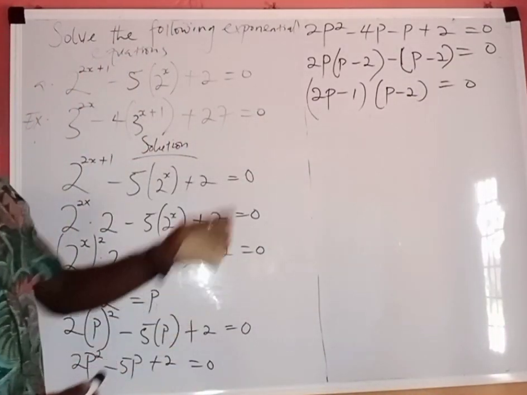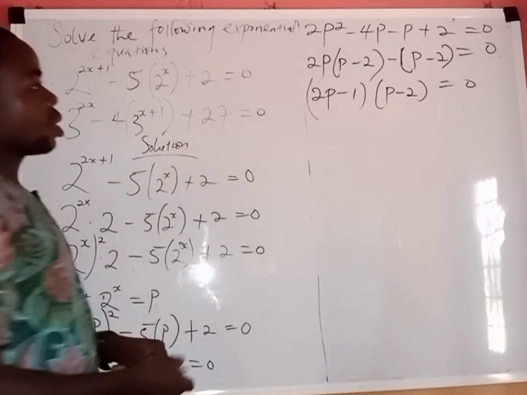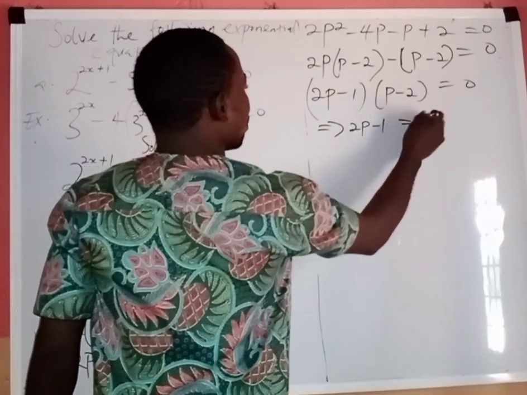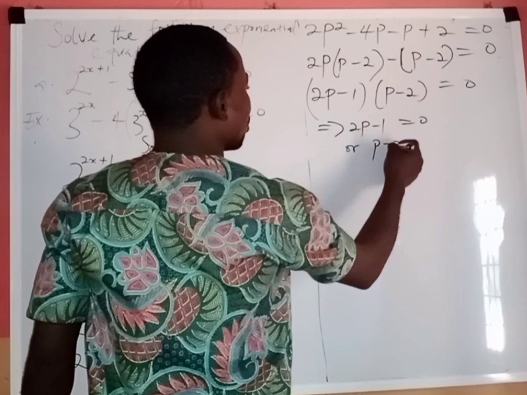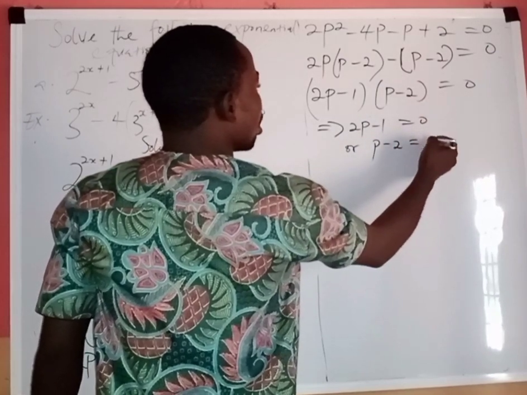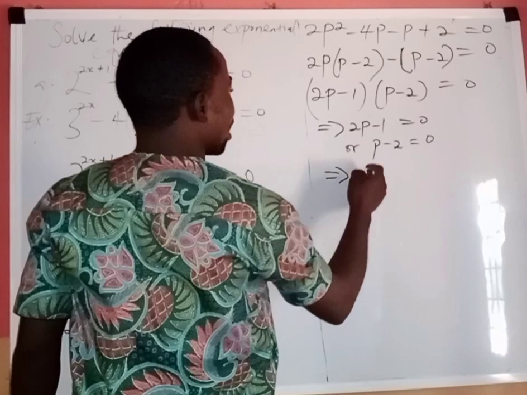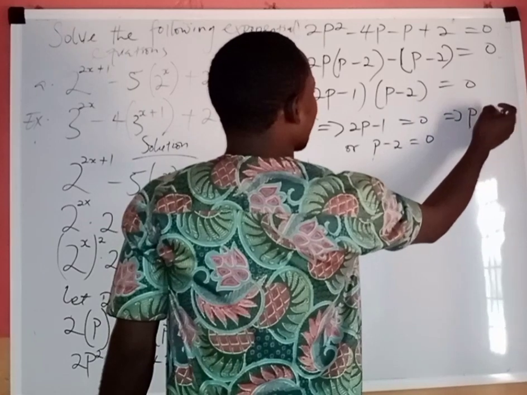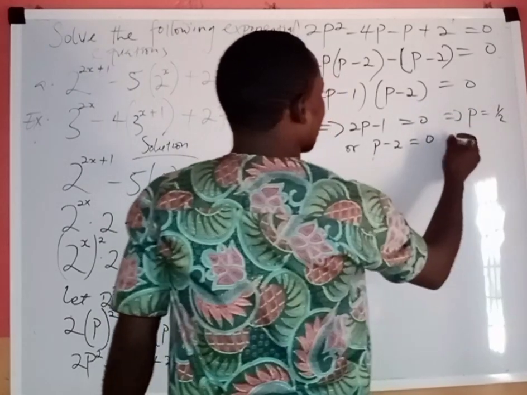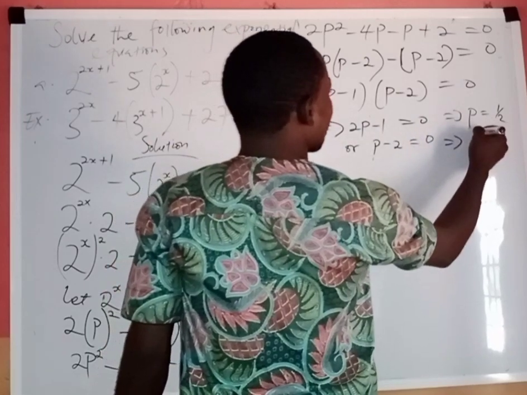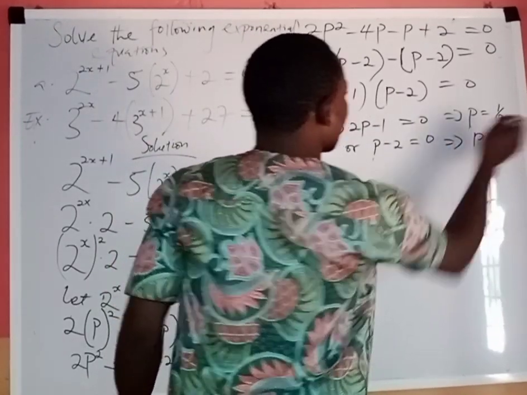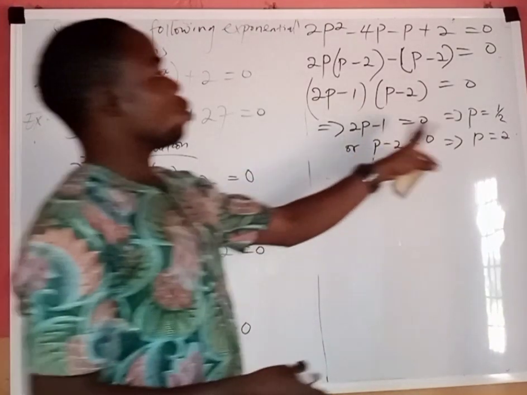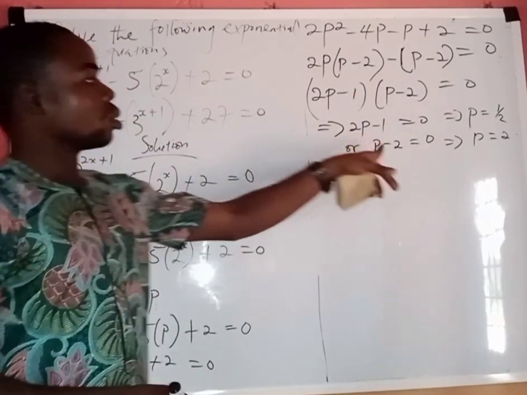Now, when two factors multiply to 0, each of them can be 0. So we have 2p minus 1 is equal to 0, or p minus 2 is equal to 0. This implies that from this one, our p is equal to 1 over 2, and from here, our p is equal to 2. So that is what we have: our p is equal to 1 over 2, and our p is equal to 2.